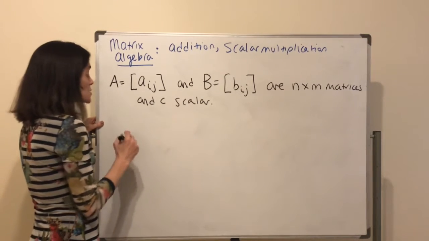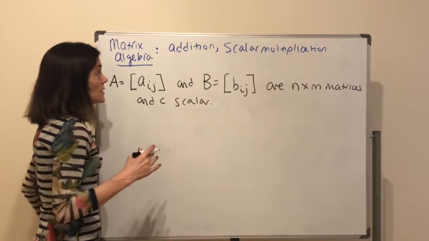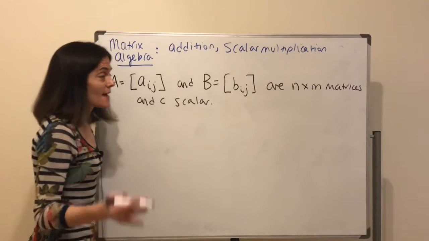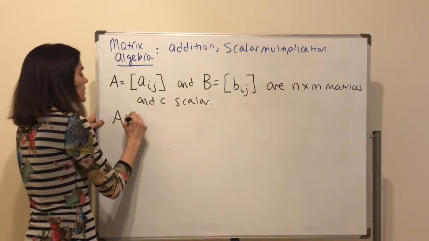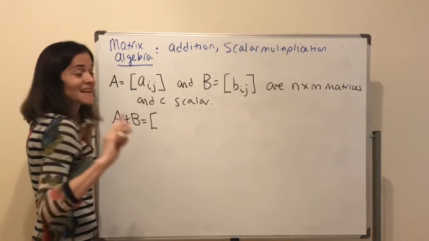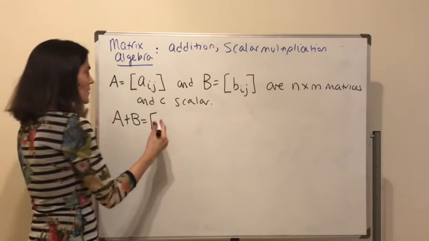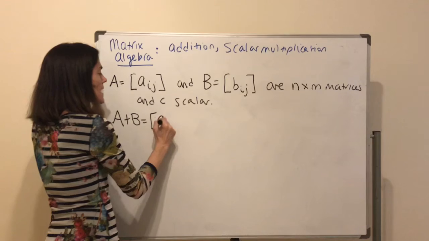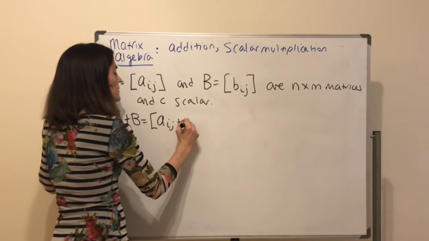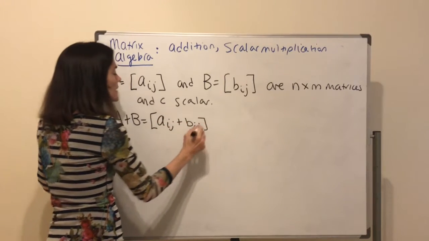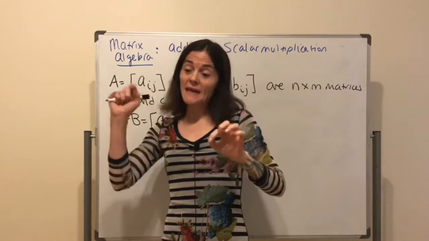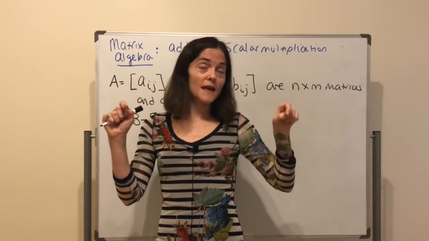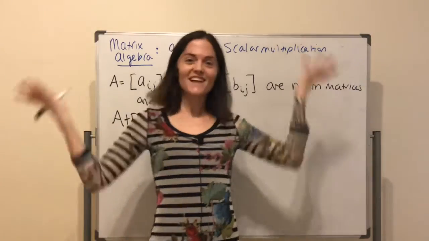Well, it's quite simple to add two matrices and to multiply by a scalar. If you want the matrix A plus B, it is entry by entry. So the ij entry is just A ij plus B ij. You take the row i, column j entry in A and add it to the row i, column j entry in B. Well, there you go.